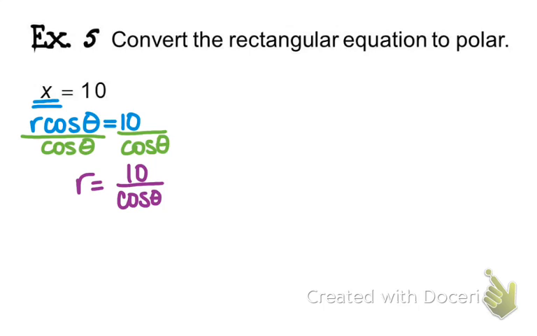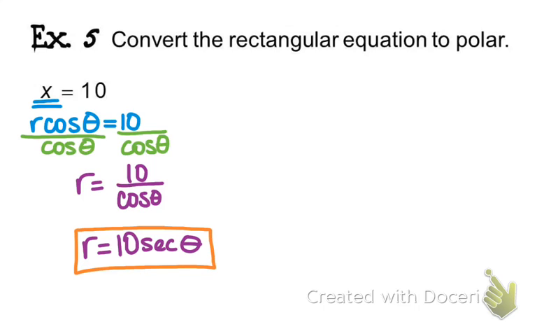Now, if I was using my calculator to graph this, I would leave it just like this, 10 divided by cosine theta. If we were in a trig class, it wouldn't be proper to leave the cosine on the bottom. And remember from a long time ago that 1 over cosine is equal to secant. So r equals 10 secant theta is the same as 10 divided by cosine theta. I would be okay with either answer.